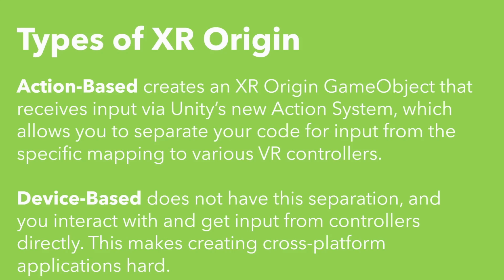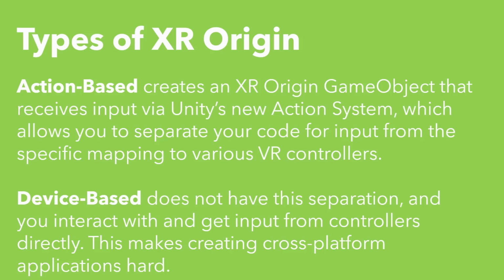And now, I'll explain the difference between action-based and device-based XR Origins. They basically differ in how they receive input. Action-based XR Origins receive input from Unity's new action system, which allows you to separate your code for input from their specific mappings to various VR controllers. This separation allows you to easily support different types of controllers without changing code, which is great if you're looking to distribute to different platforms.